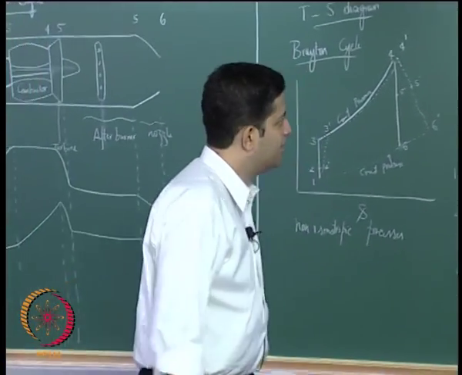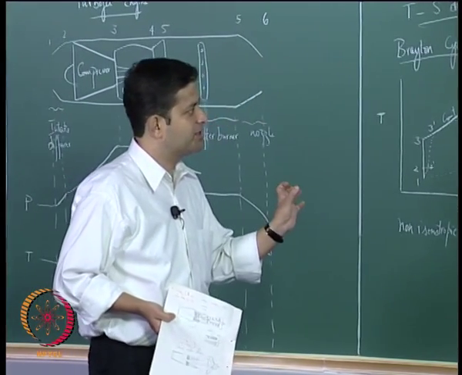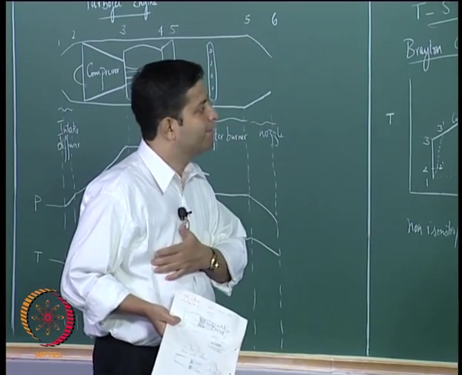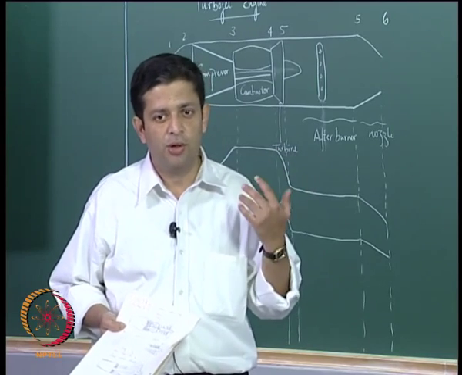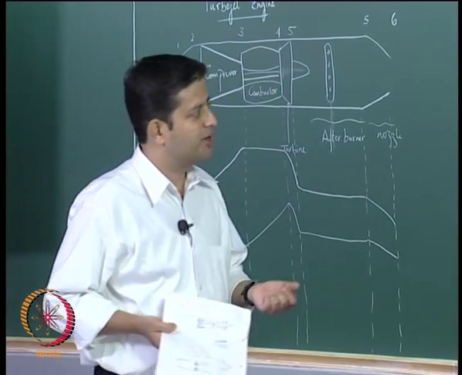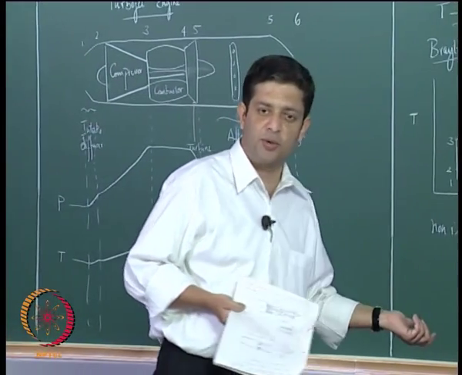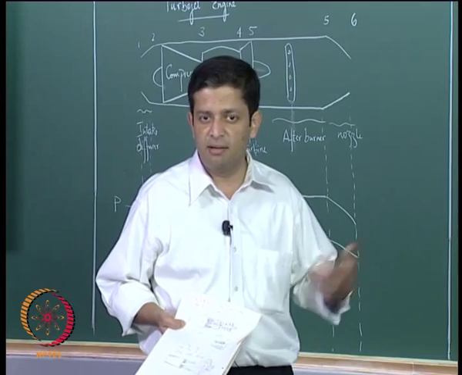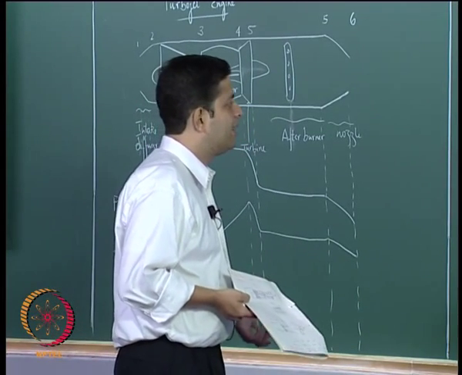Now, if you see here, in an axial compressor the pressure rise per stage is very small. This is because if you go for a larger pressure rise in an axial compressor, then flow separation and stall takes place. Therefore, you are forced to look at a very small pressure rise per stage, whereas in a centrifugal compressor you do not have such problems. We will discuss that in detail when we look at compressors in greater detail a little later in the course.